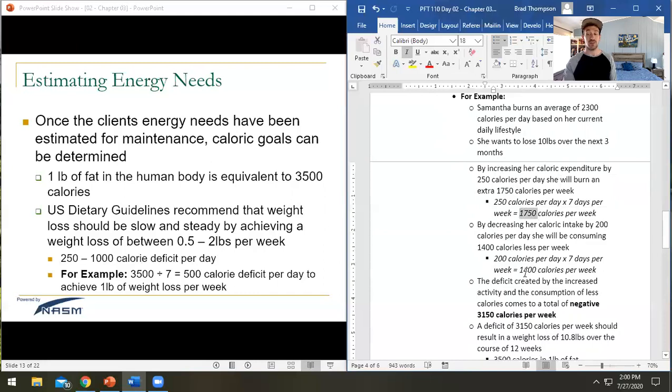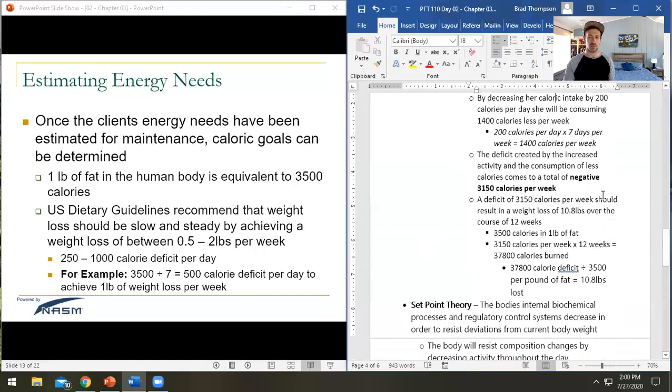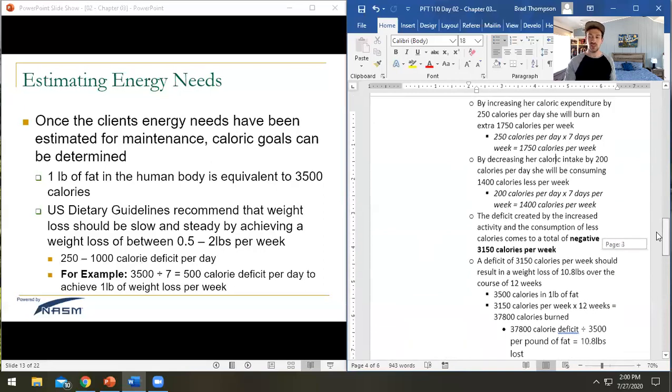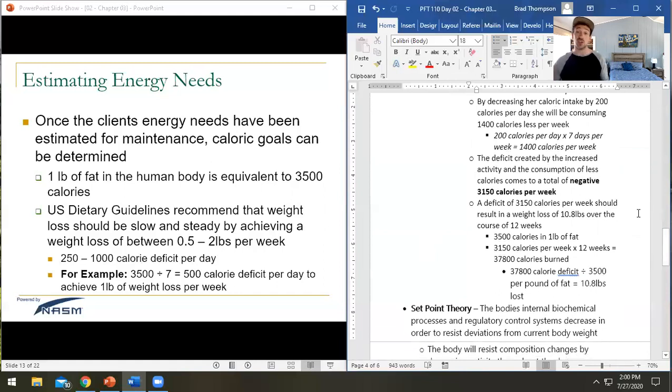But again, 1,750 per week is not quite enough to get her to reach that 10-pound goal over the next 3 months. So we're also going to show her how to restrict her calories slightly by decreasing her caloric intake by about 200 calories per day. Rather than consuming 2,300, she's going to consume 2,100 calories per day. That way, it's not a huge difference that might derail her progress and be hard to stick to, but it will be enough to create a little bit of a deficit. That's going to be about 1,400 calories per week, which is 200 calories per day, 7 days a week.